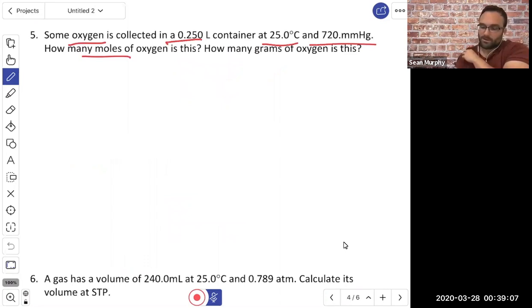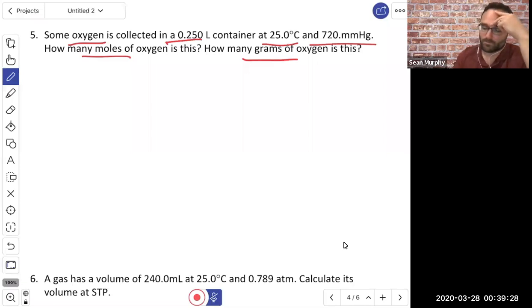How many, oh my gosh, Murphy, you're asking us to solve for moles and grams? How could you? All right, so let's use PV=nRT. It is very, what is the right word? Unit dependent.